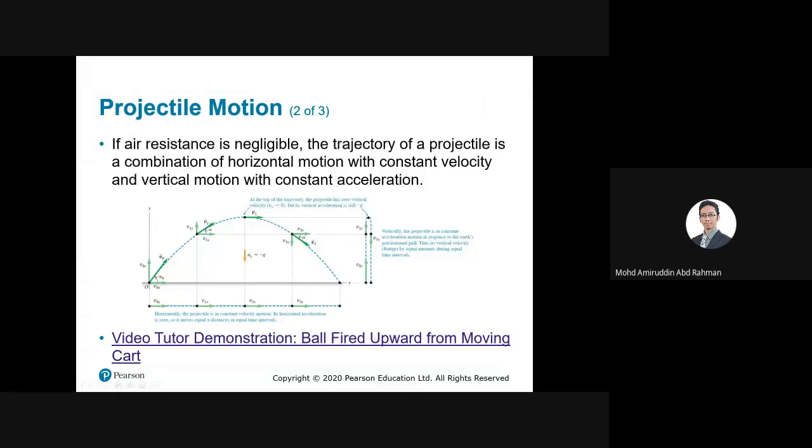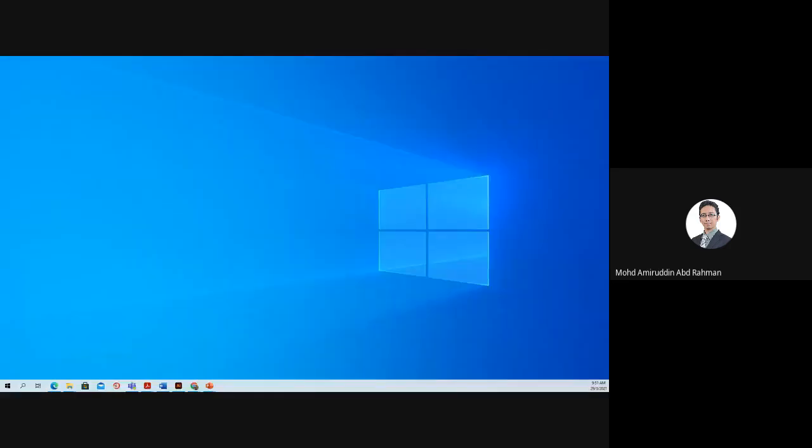Okay, we're going to look for another example. All right, so now we are considering the projectile motion. It said that the projectile is a combination of horizontal motion with constant velocity and vertical motion with constant acceleration. So we look at this second video.